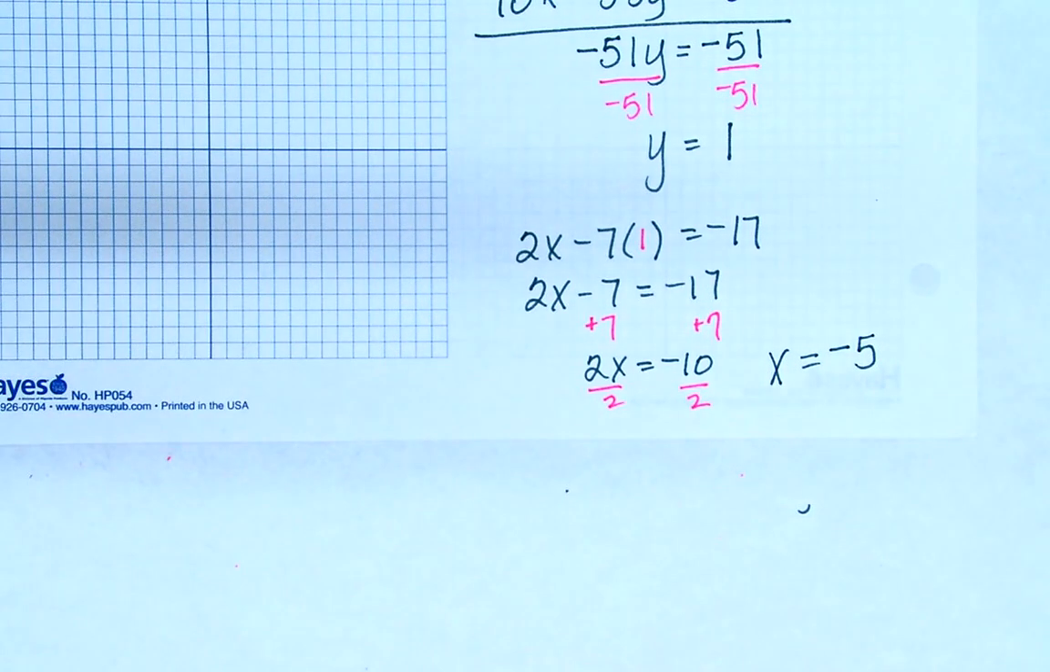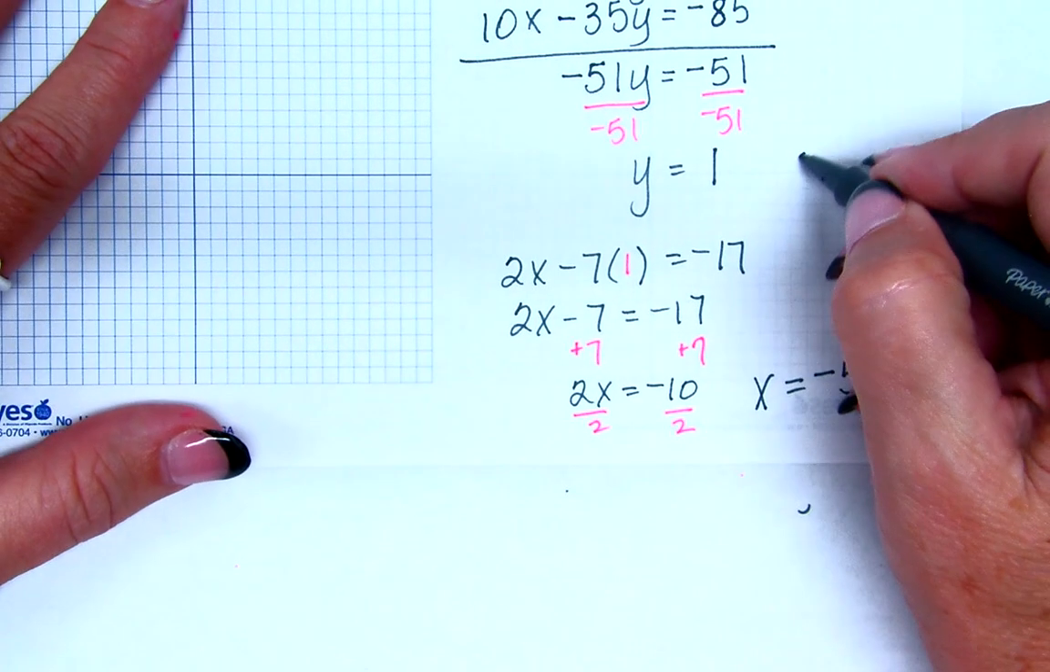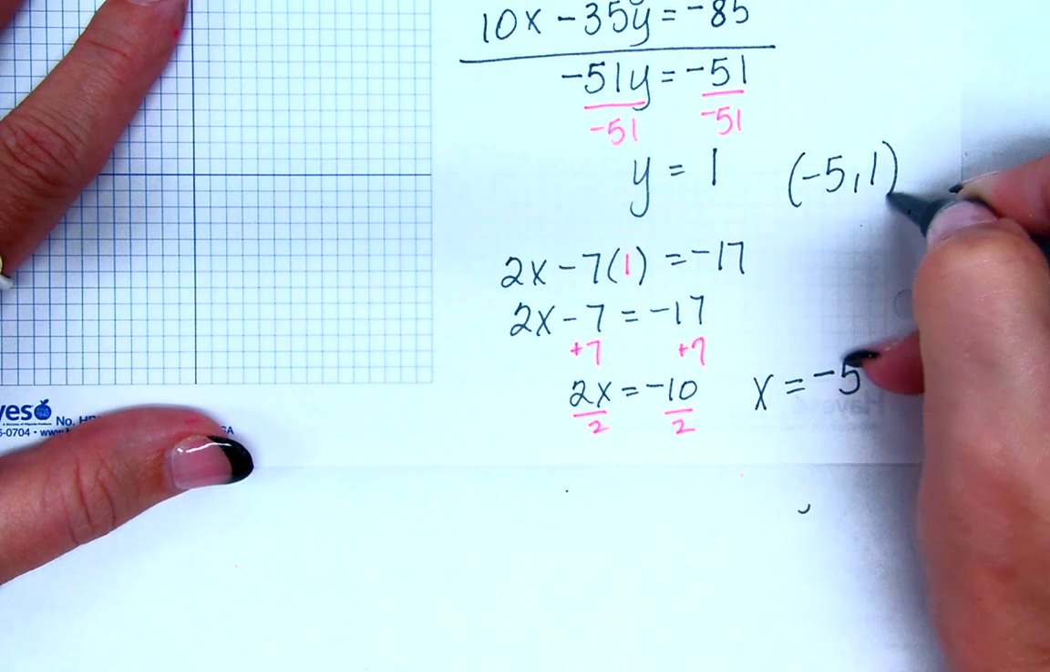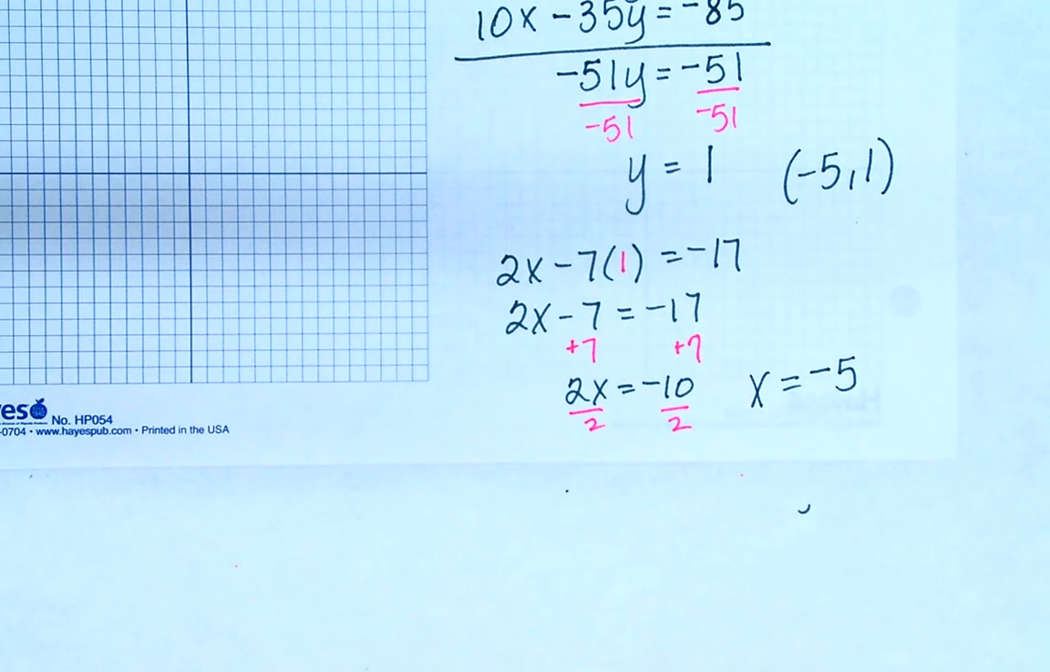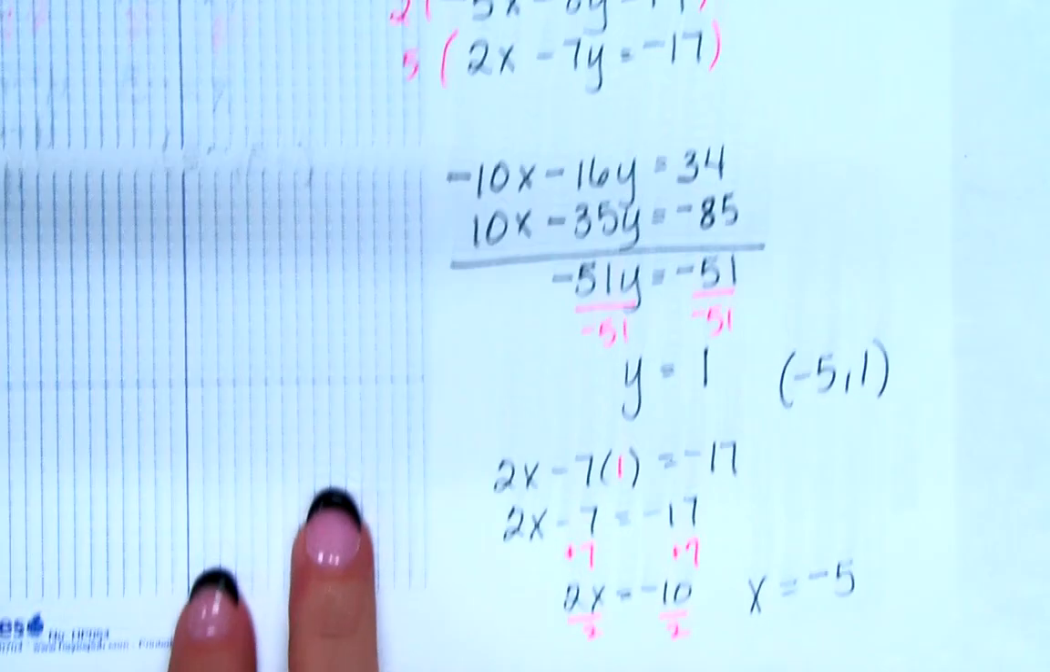So now am I done? Oh, you're so frustrated with me, right? You're like, no. What's the answer? Negative 5, 1. Is it right? Somebody check. How could we check? Calculator. What would you do in the calculator to check? Plug in your x and y. Oh, plug in your x and y.